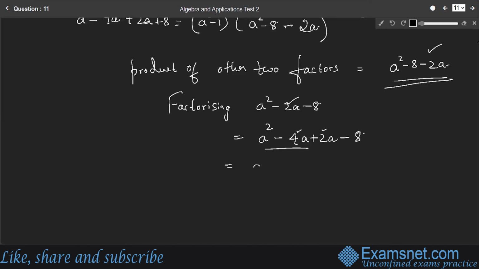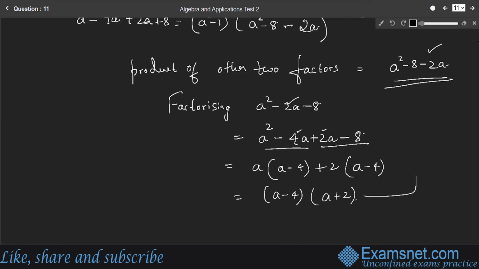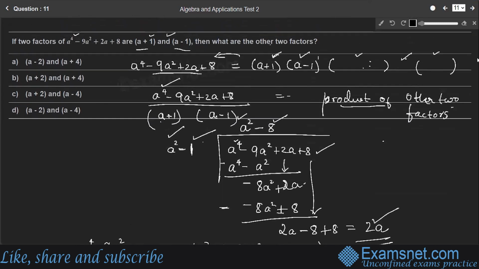So take the first two terms where a is common: a into a minus 4, plus 2 is common in the last two terms, into a minus 4. Therefore, a minus 4 into a plus 2, right? So the product of a minus 4 into a plus 2 gives the expression a square minus 2a minus 8. Therefore, the other two factors of the given expression are a minus 4 and a plus 2, right?